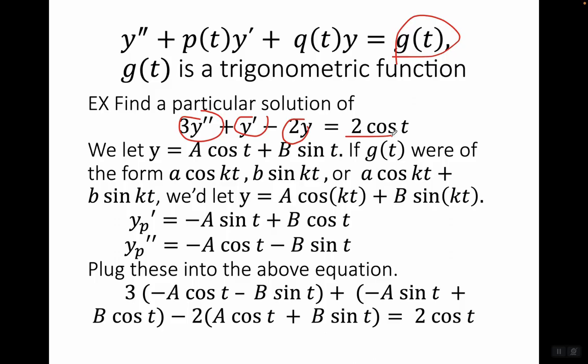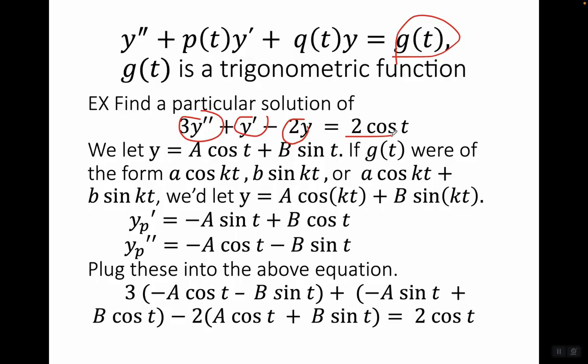If you're combining a function and its first derivative and its second derivative and you get cosine t, or a multiple of it, that's an indication that your original function is of the form something times cosine t plus something times sine t. So that's what we let y equal. And now if g(t) were of the form a cos kt, b sin kt, or a cos kt plus b sin kt, we let y = a cos kt + b sin kt. But here we have k = 1, so we don't need to worry about that.